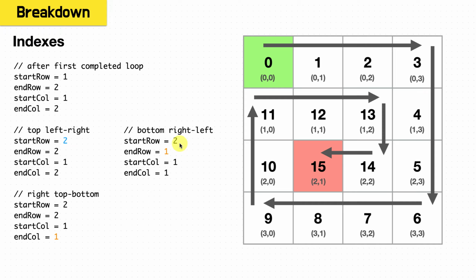That's because our start row is now larger than the end row. So we've broken the bounds, we've converged, and there are no more items to iterate through. This would also be the same for the start and end column if our matrix had a different shape.